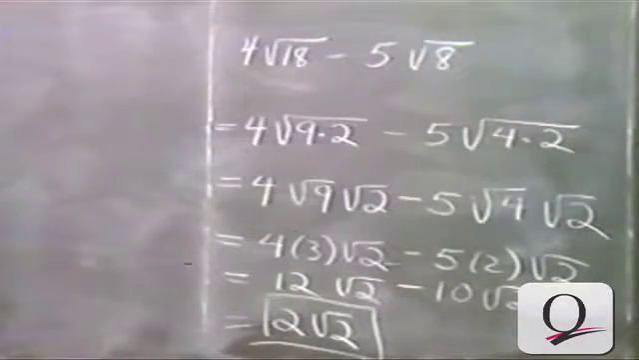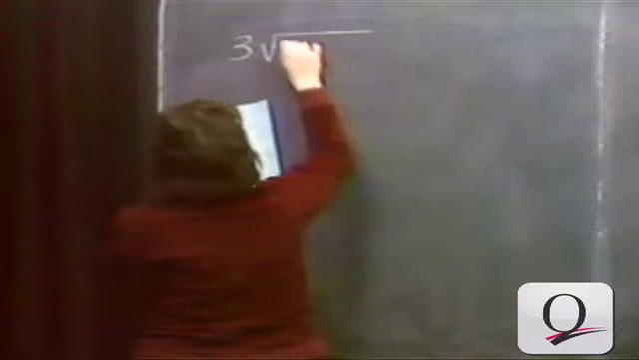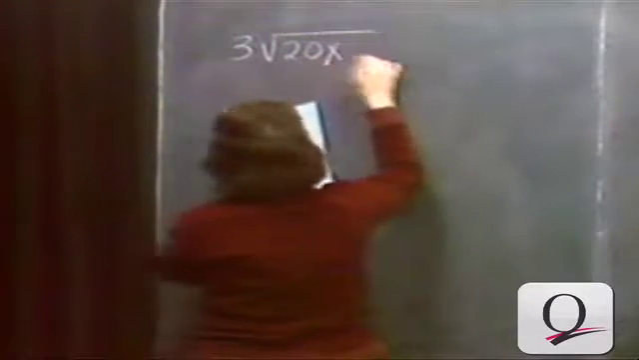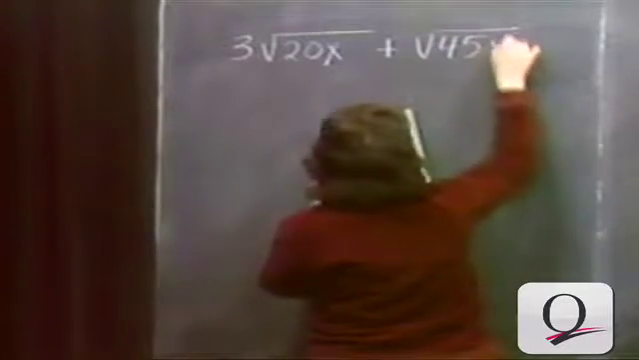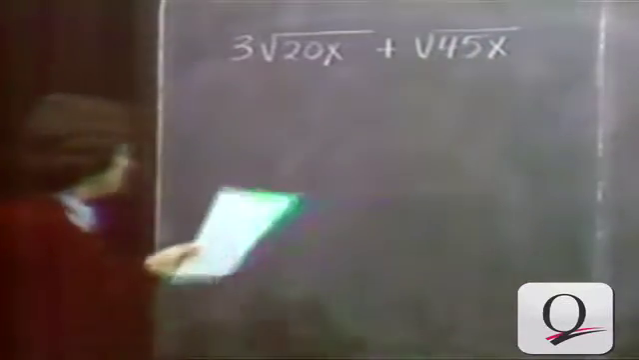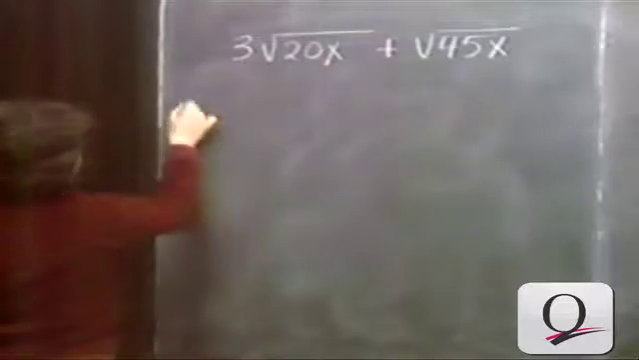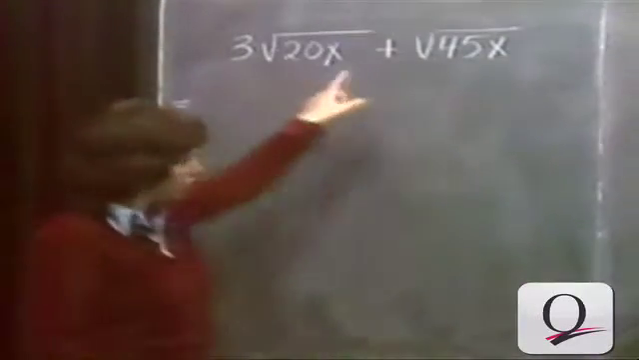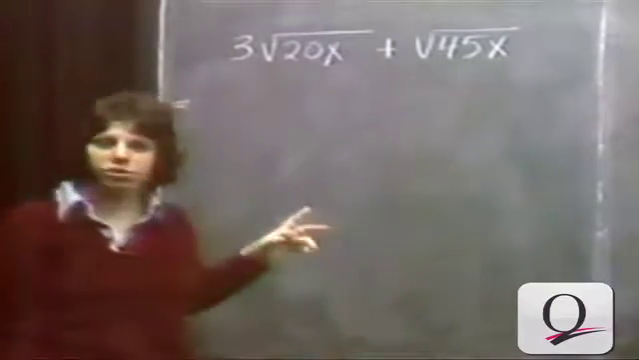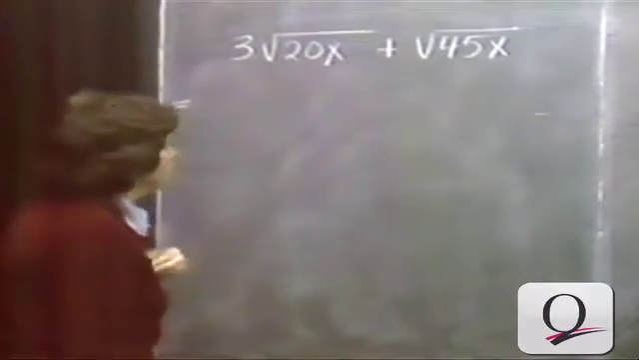Let's try an example that involves variables as well as constants. 3 times the square root of 20x plus the square root of 45x. Okay, at first glance, these radicals are not the same, but we're going to put them into simplest radical form, and then we will notice that there are similarities.